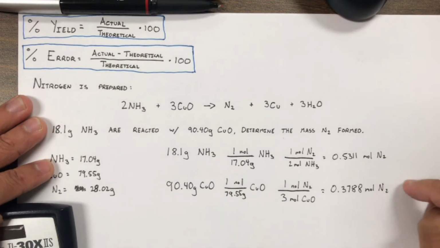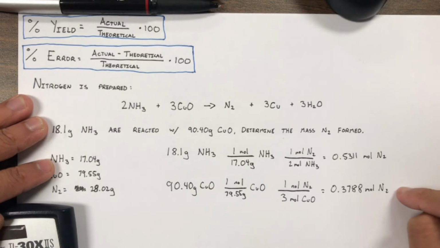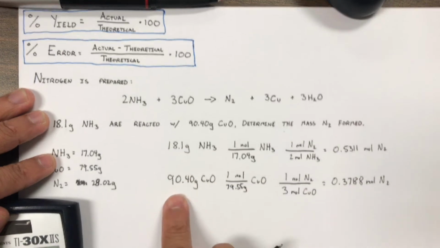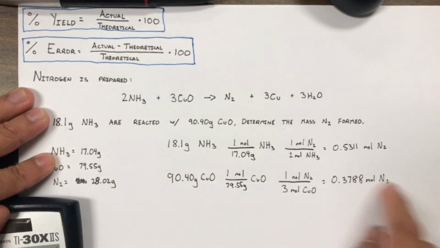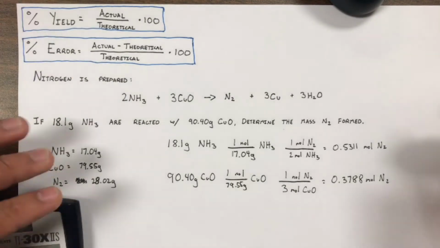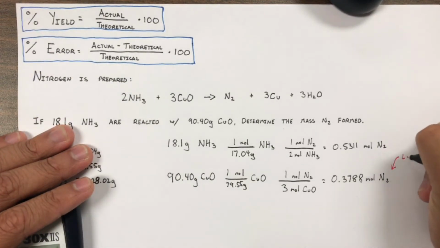The one that makes the least amount of nitrogen is the one that's going to run out first. So I have enough to make this much nitrogen. I have enough of this to make this much nitrogen. So this is how much nitrogen I can actually make. Okay, so this is going to be the limiting reactant.